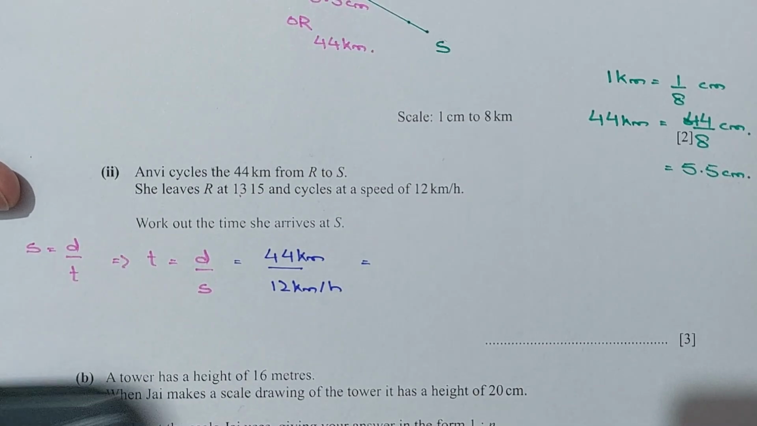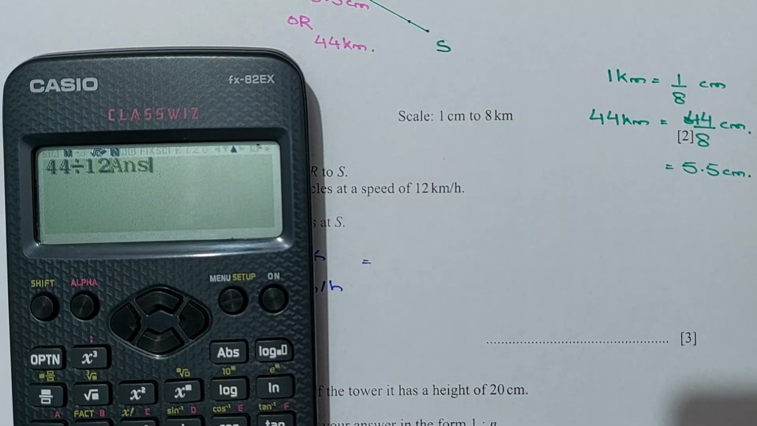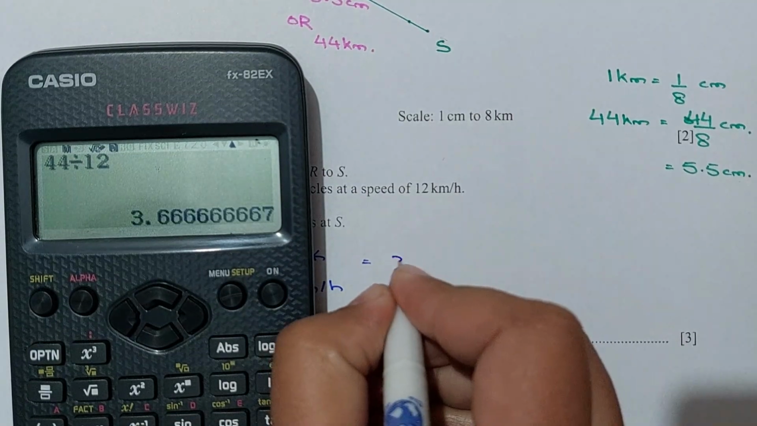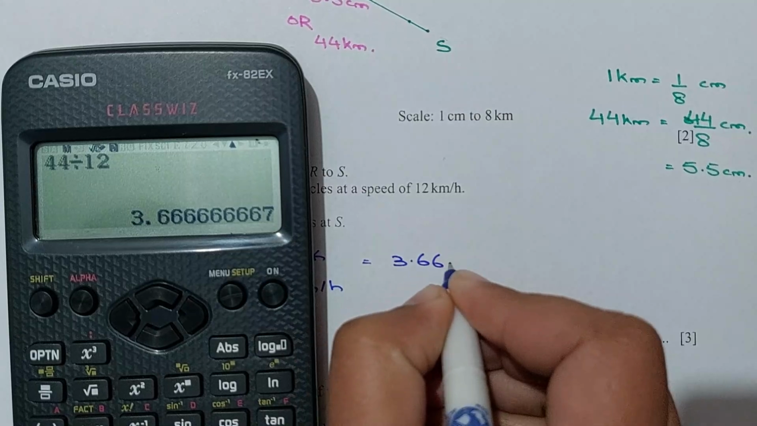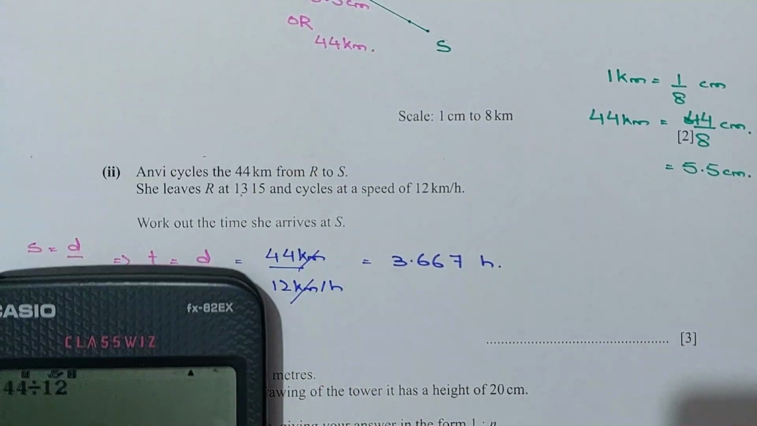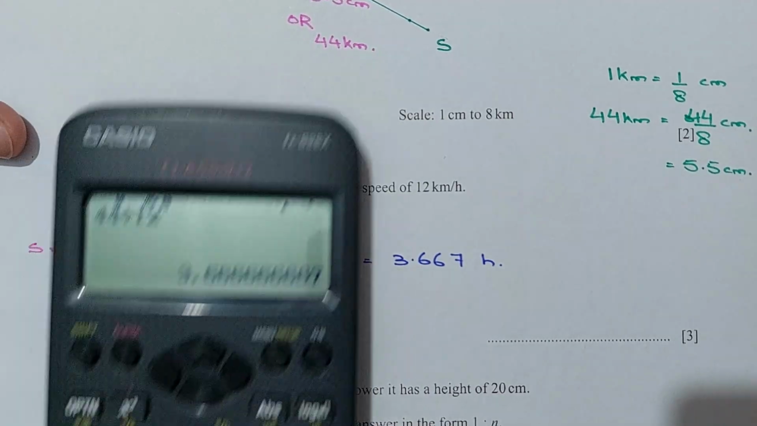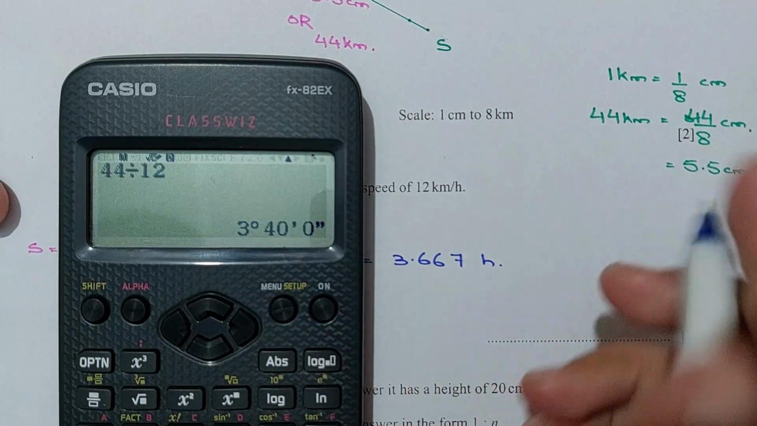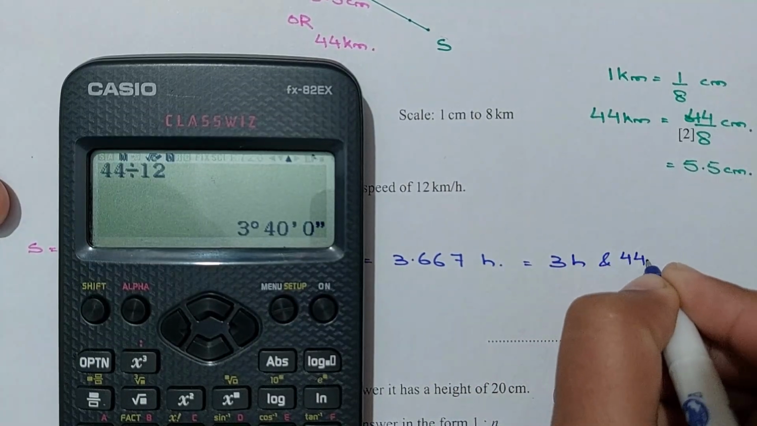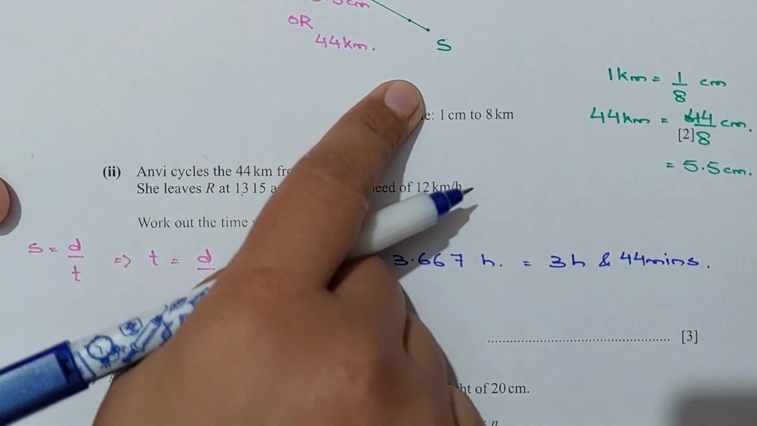Let me simplify this. Kilometers cancel out, 44 over 12 is 11 by 3, or 3.667 hours, right? We have to find the answer, right? So use the time button. It means 3 hours and 44 minutes it takes Avni to travel from R to S.